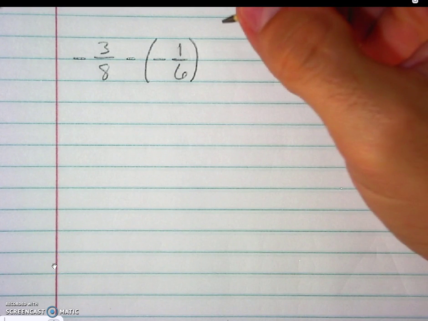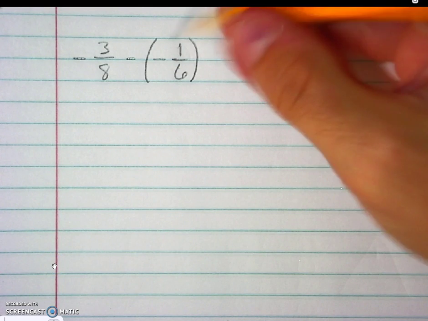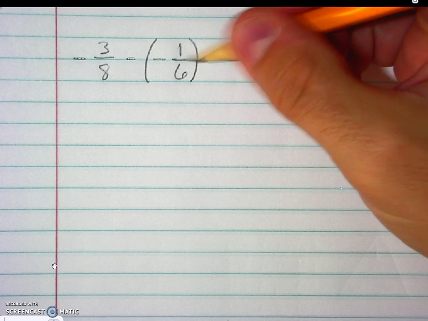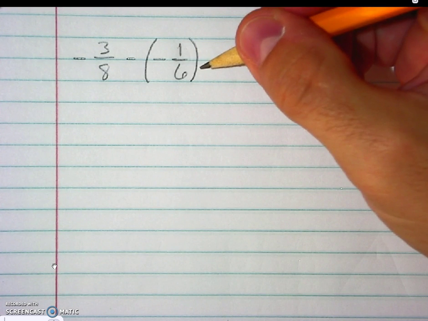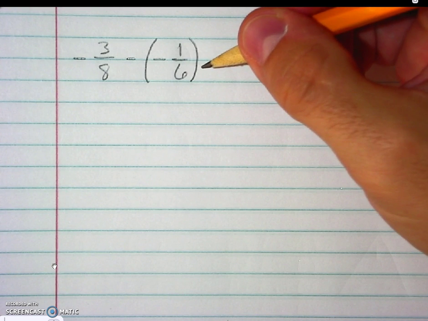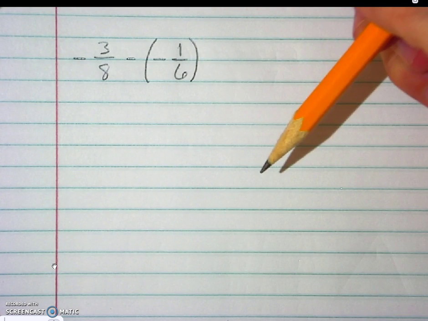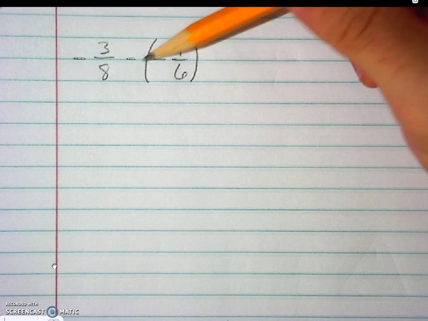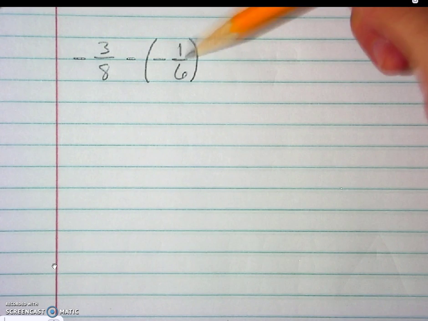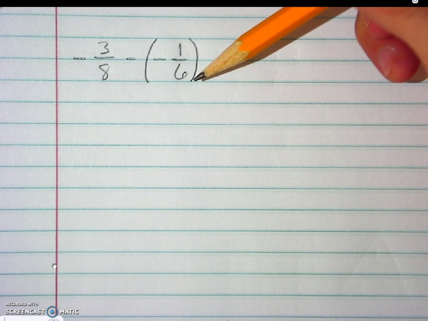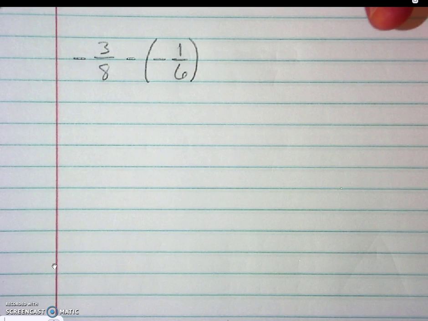Okay, so at this point we're all the way up until fractions that are positive and negative, and we are dealing with fractions that have unlike denominators. These two fractions have 8 and 6 as their denominators, and this is negative 3/8 minus negative 1/6. So a couple of things that I'm going to need to do to this problem.